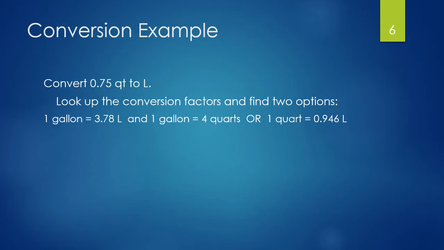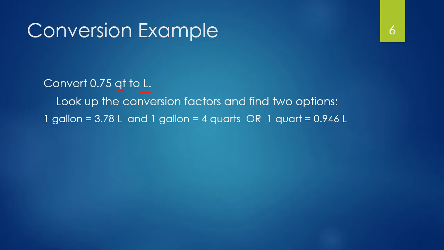So let's start by looking at this conversion. We have 0.75 quarts, and we want it in liters. In order to do that, this is an English to English conversion factor. We're going to have to look up in our table some conversion factors. Now, there can be more than one conversion factor to get you to the right answer.